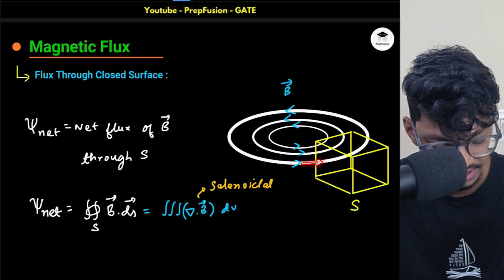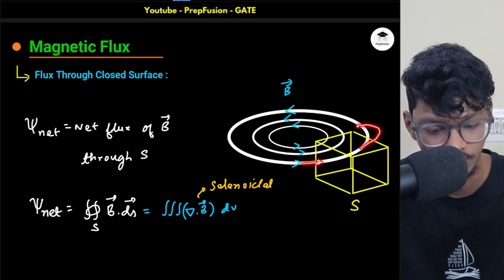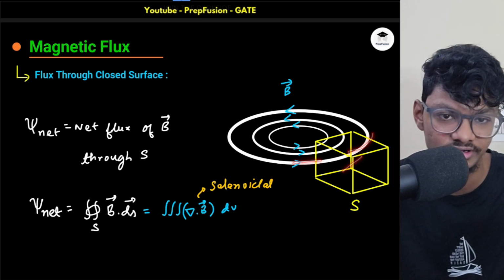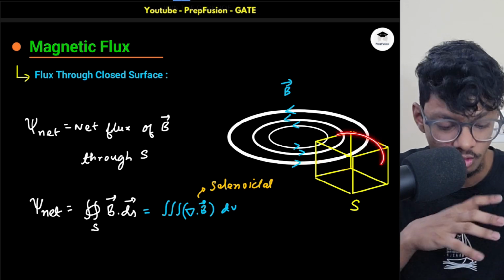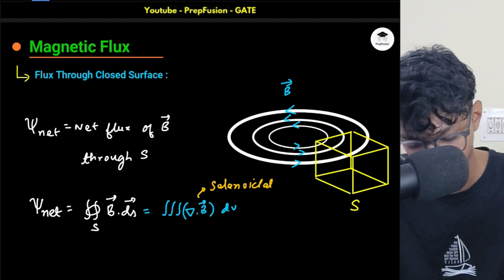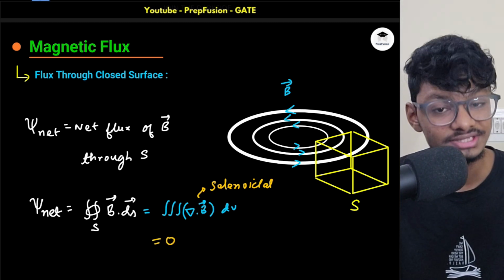If some flux enters here, the same flux will go out because it's in a loop, right? Generally magnetic flux is in a loop. So whatever enters, that same flux will go out from the other surface. So no net flux is inside the closed surface, so this will be equal to 0. So our things become very simple.